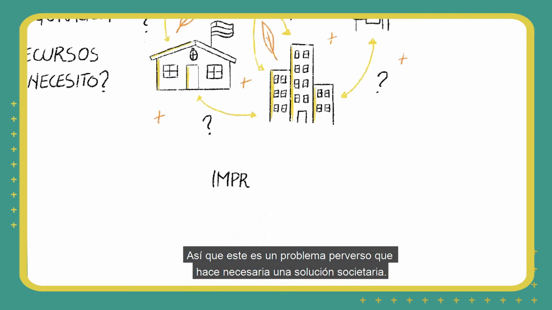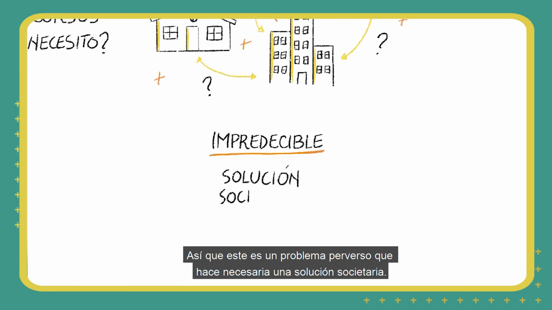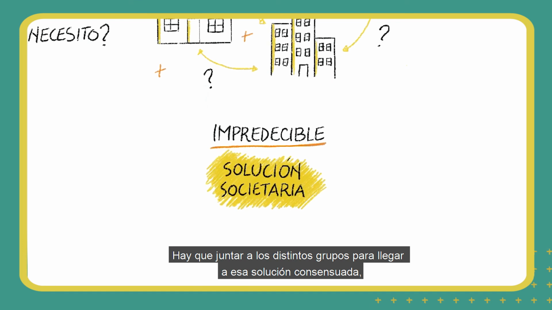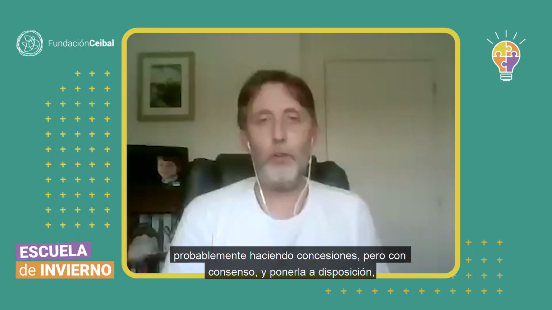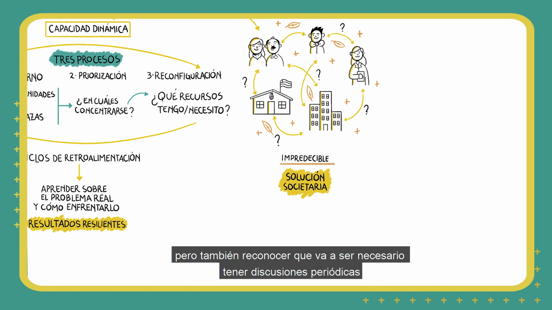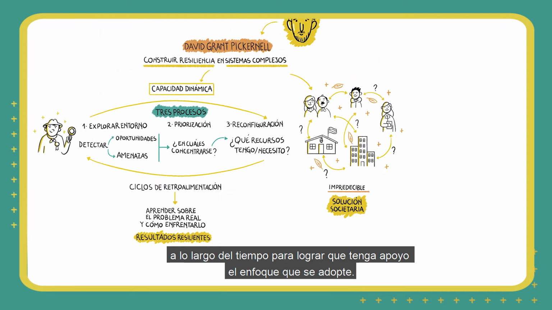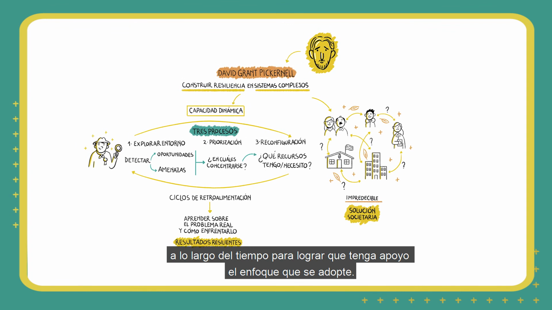So this is a wicked problem. It requires a societal solution where you've got the different groups together to come up with that agreed, probably compromise, but agreed solution, and then to deliver that. But also to recognize you're going to need to come back in an ongoing discussion over time to build up support for the approach that's taken.